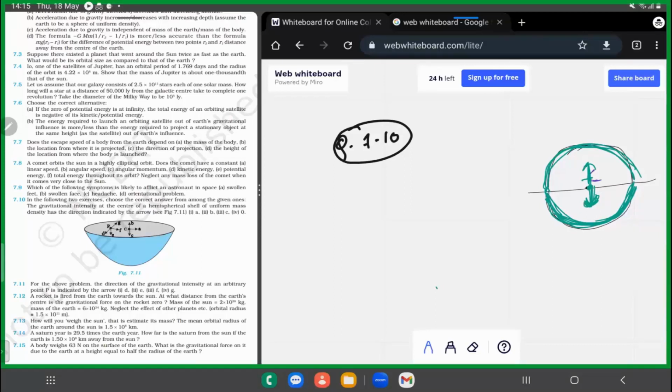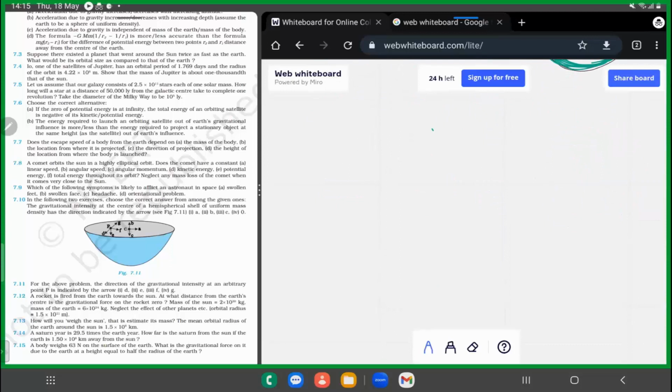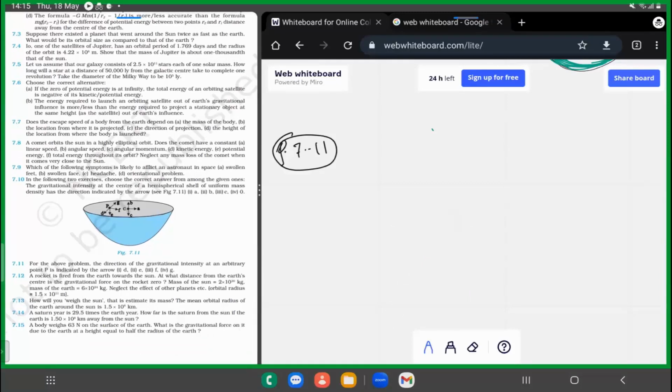So we can say that the direction of the gravitational field at point C is straight downward. That covers this part, and if we move to the next part, 7.11, it says that for the above problem, the direction of gravitational intensity at an arbitrary point P is indicated by the arrow. So you have to find the direction at any arbitrary point P.